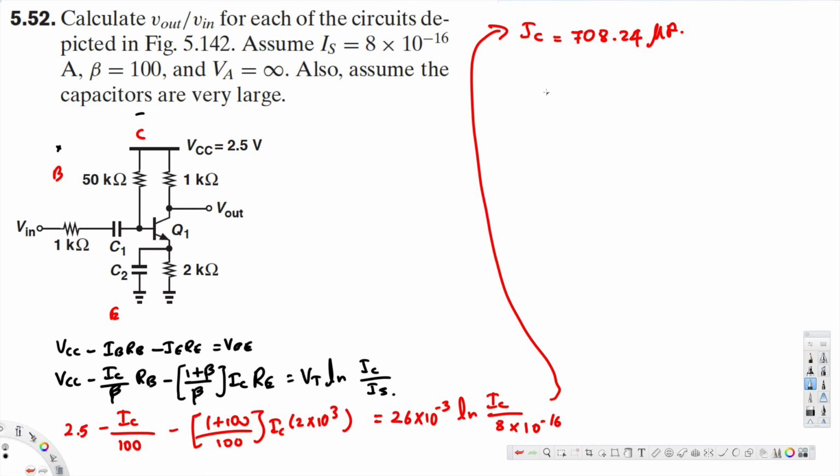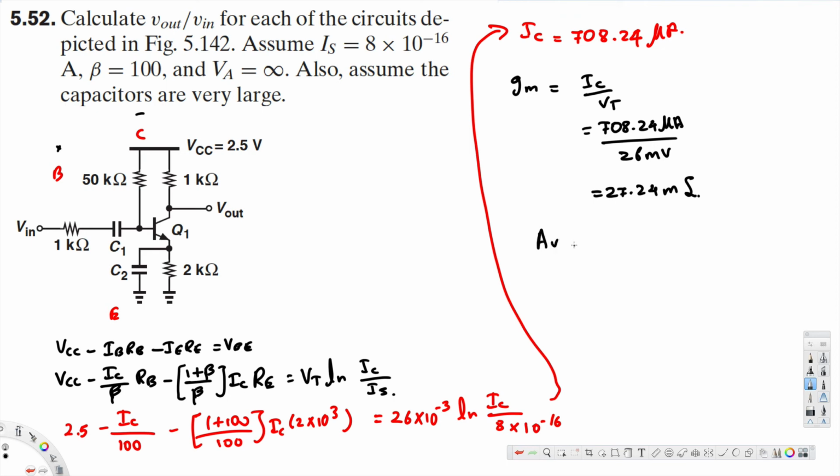Now we have solved for IC. The next thing is we are going to solve for GM. GM is the transconductance, that is equivalent to IC over VT. IC is calculated, that's 708.24 microampere divided by VT, that's 26 millivolts. If you divide, you will get 27.24 millisiemens. This is the transconductance.